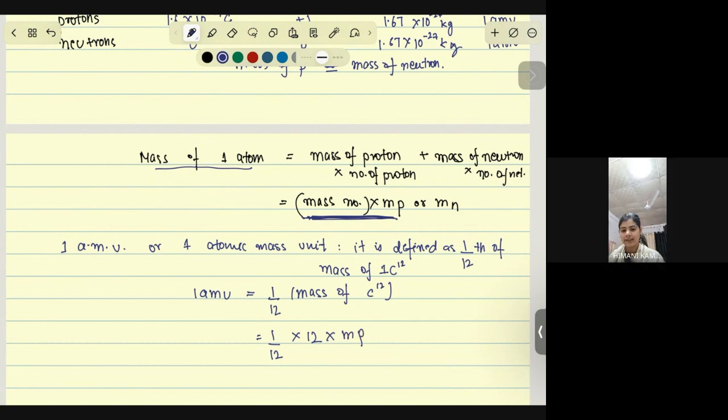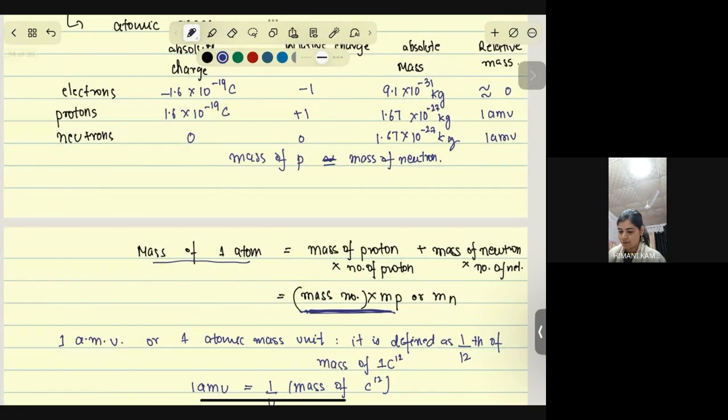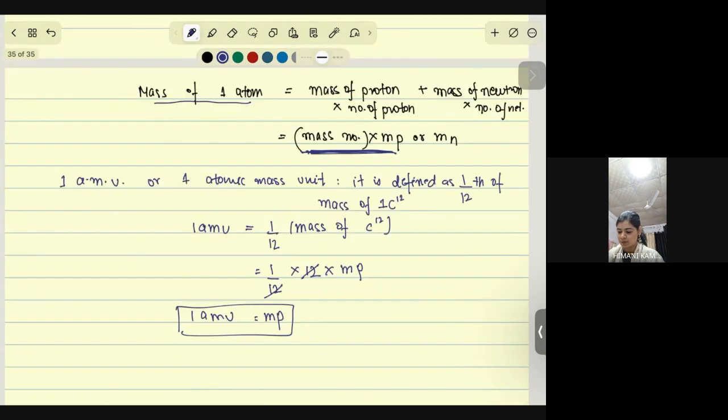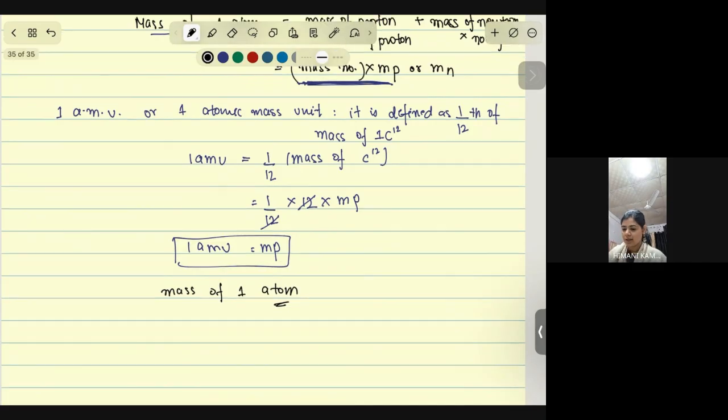Is it clear? So the 12 will get cancelled out, and we are left with mass of proton. So 1 AMU is mass of proton, and that is what we have written here. That mass of proton is 1 AMU. So 1 AMU is nothing but the mass of one atom's proton. I'll take an example after this.